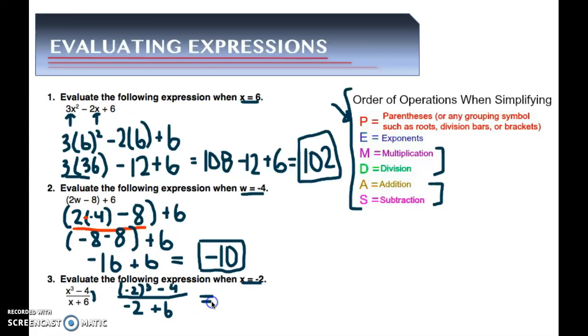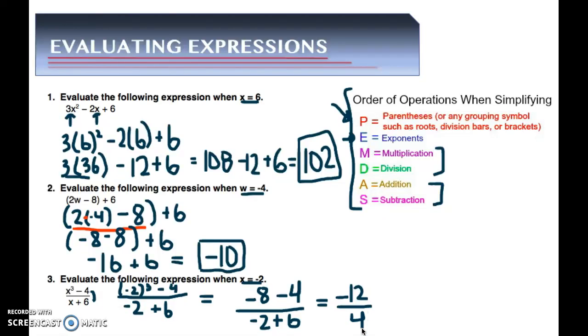All right, I'm going to look in the numerator and notice that I've got that exponent. Okay, so make sure you deal with exponents first. And I have a negative 8 minus 4 in the numerator. Negative 2 times negative 2 times negative 2 is a negative 8. In the denominator, I still have my negative 2 plus 6. Now I'm going to simplify the numerator, and negative 8 take away 4, I'm in the hole, negative 12. In the denominator, I have a negative 2 plus 6, and that gets me a 4.